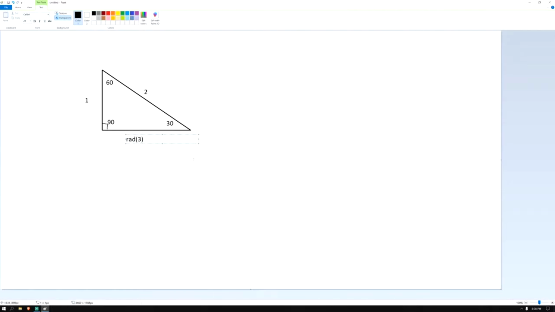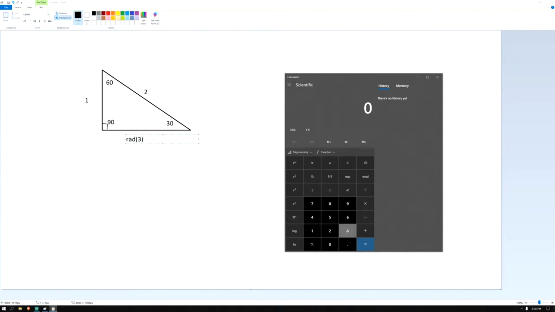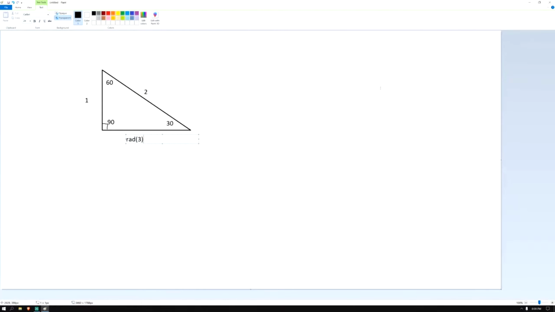Alright, forget it. Radical 3 means take the square root of 3. So just put 3 in your calculator and hit the square root button. If it doesn't have the square root button, hit 3 and then go to this x to the y and put in 0.5. That's the same as the square root of 3, right? Because if I put in 4 to the power of 0.5, that should be the square root of 4, which is 2. Anyways, we don't need that for this. So radical 3 just means the square root of 3.